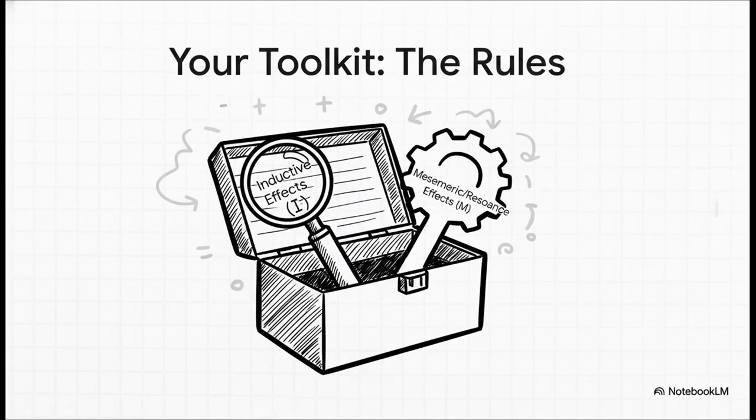And this is the toolkit we're all taught to use, isn't it? You look at a molecule and you start analyzing the electronic effects. Is a group pushing electrons or pulling them? You use inductive and mesomeric effects or resonance to predict how acidic or basic something's going to be. And look, 90% of the time, this works like a charm.